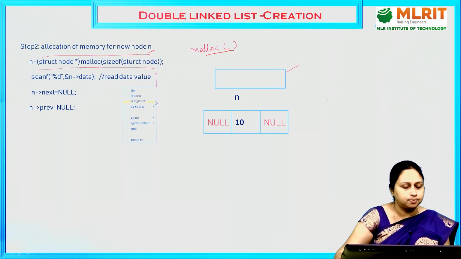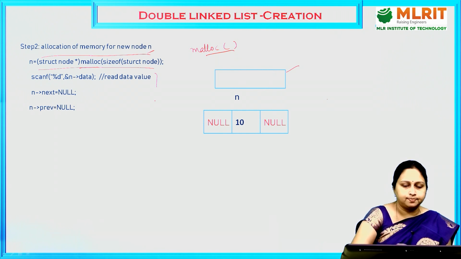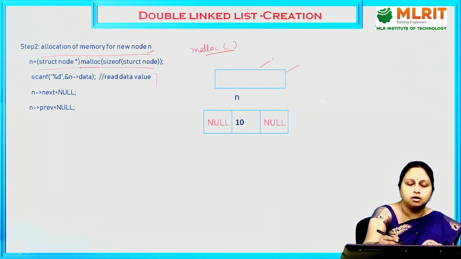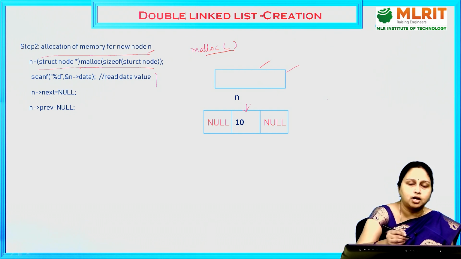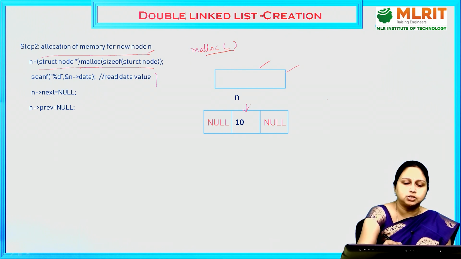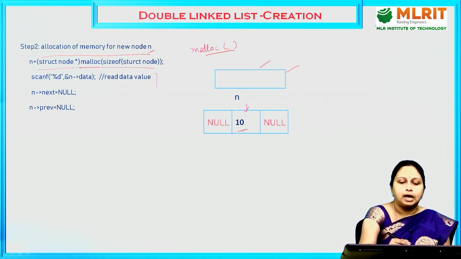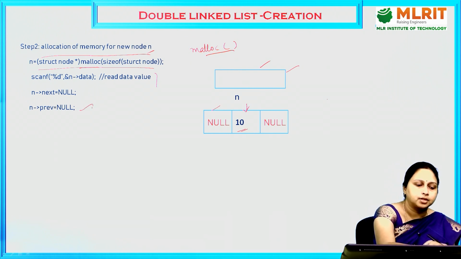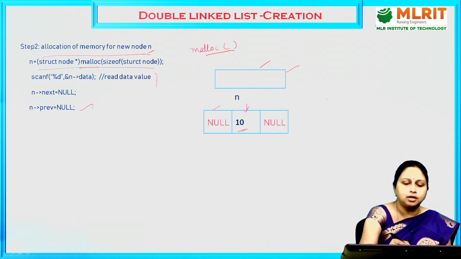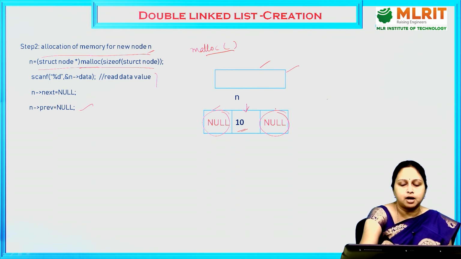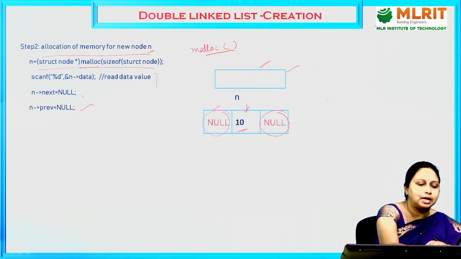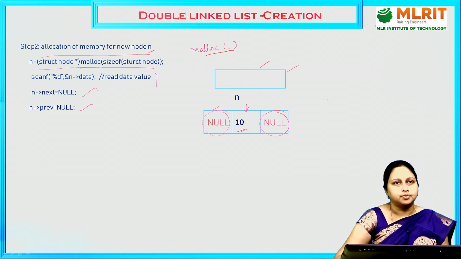Based on that, here you can see this is a node, memory is allocated for the node. The data part which we are going to read is 10, that is going to be stored in the data part, and n arrow previous equal to null. In the previous address we are going to store the null value, and in the next part we are going to store the null value, that is n arrow next equal to null. This is how a node is created.